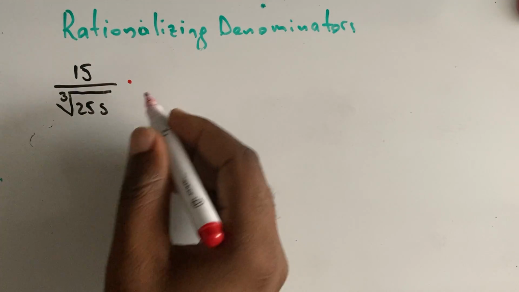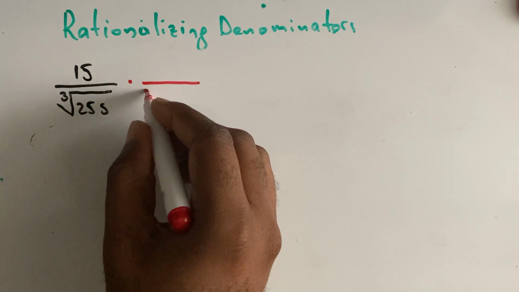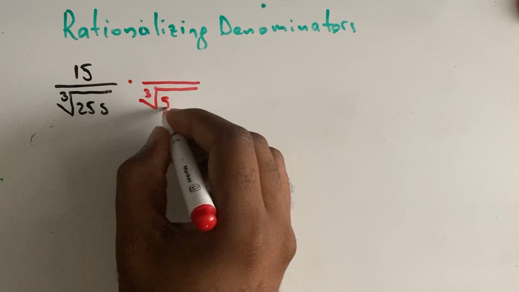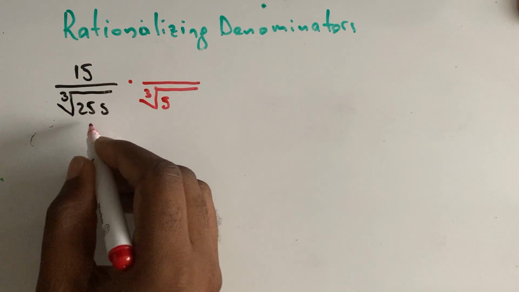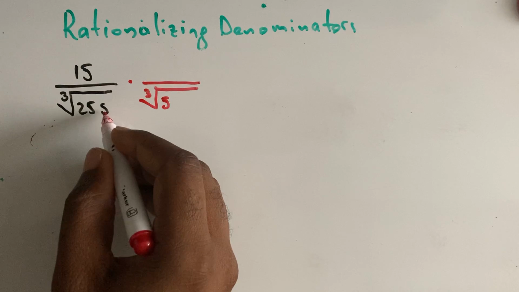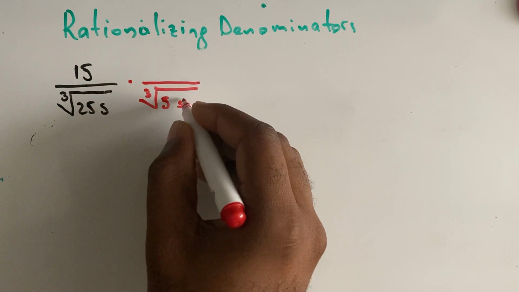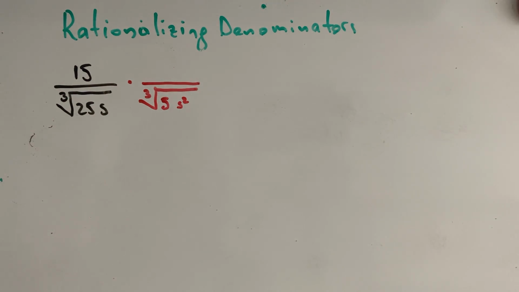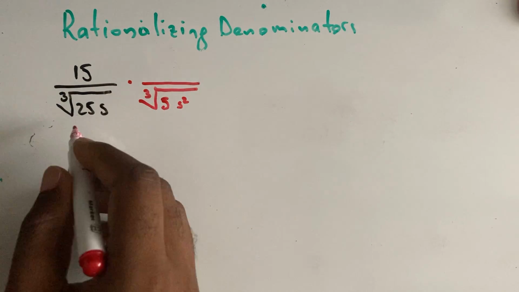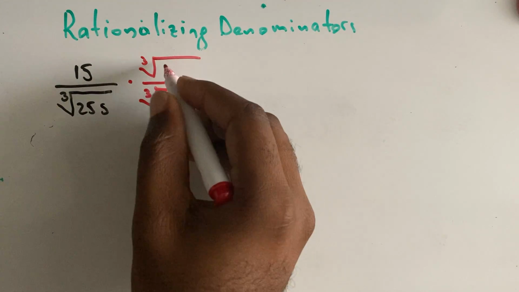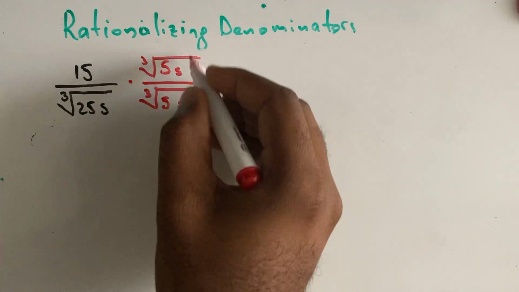Right here you have to make this a perfect cube. So if I multiply the 25 by 5, that would make it three 5s, because it's 5 times 5 times 5, which would make it a perfect cube. If I multiply the s by 2 other s's, meaning s to the second, then it will be s cubed, which would be a perfect cube. Then I can eliminate the cube root, right? Once you take care of the bottom, you can then multiply the top by the same thing. Cube root of 5s squared, by the way.